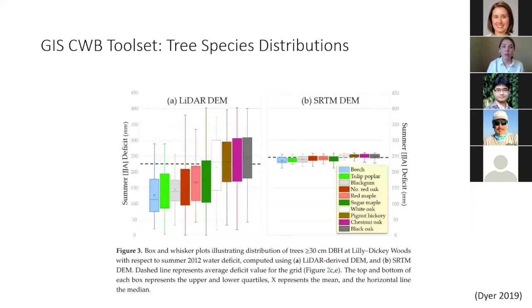And then when looking at the tree species distributions, I'm mainly interested in the left-hand side of this figure.